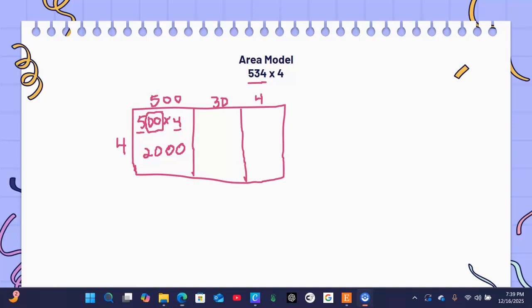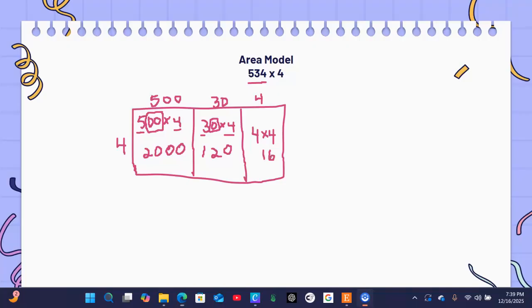Okay, and so we're going to do our next one, which is 30 times 4. And we're going to do the same thing. We're going to put a box around that 0. So we know there's 1 zero right there that's going to be represented in our partial product. And then we multiply 3 times 4. And we know that 3 times 4 equals 12. And then we're going to do our last partial product, which will be 4 times 4. And we know that 4 times 4 equals 16.